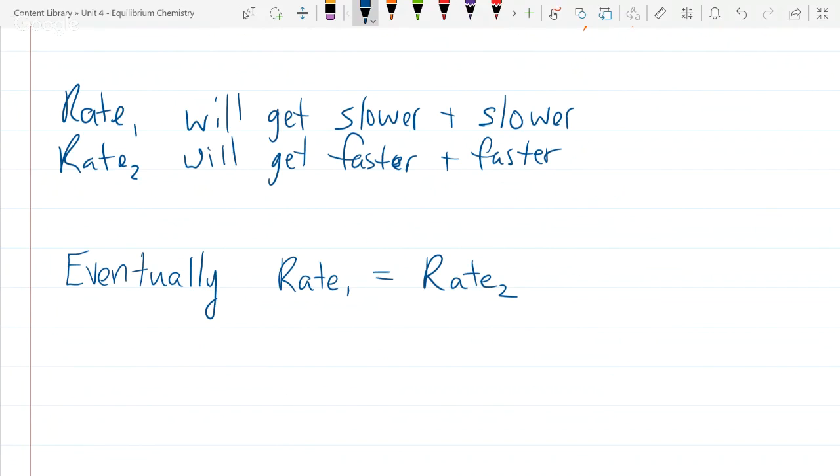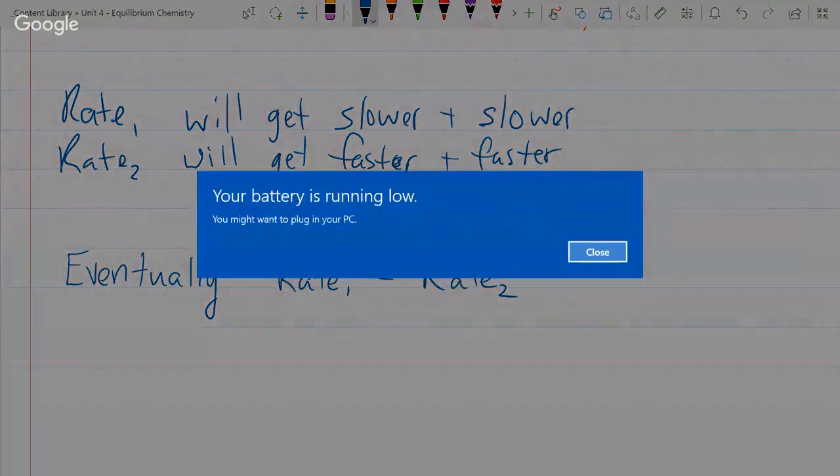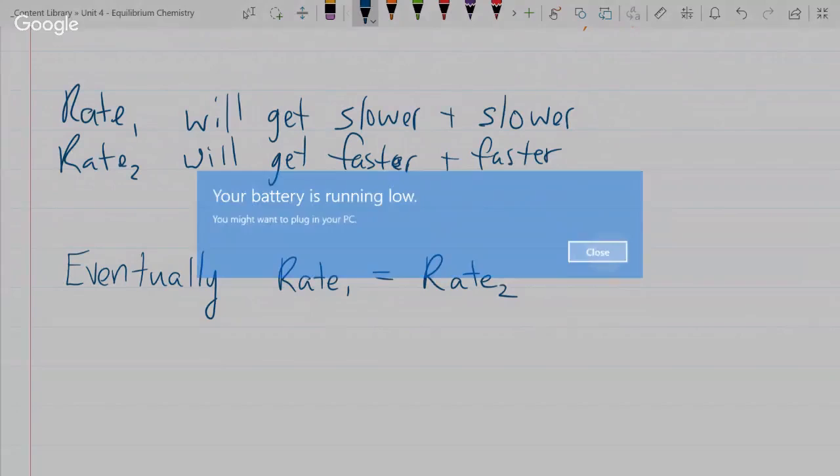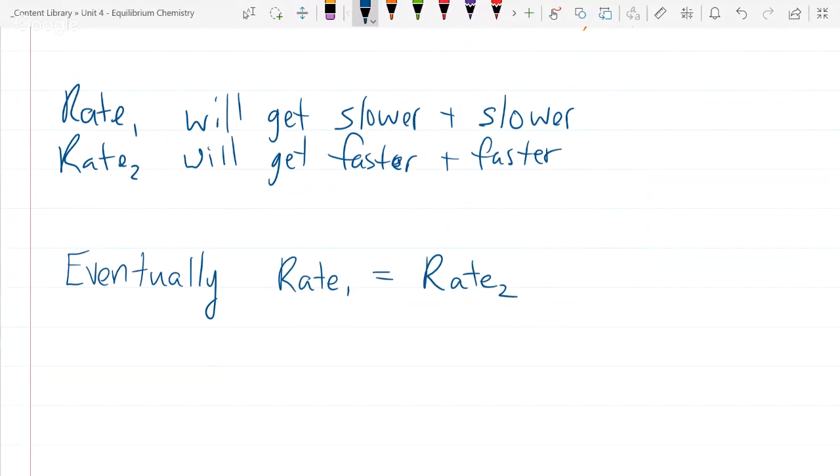And if we go back to our factory analogy, it means this. At some point, I will be disassembling B as fast as the person before me was assembling it. And when that happens, well, then what happens? My battery runs low. Is that a metaphor? I don't know.